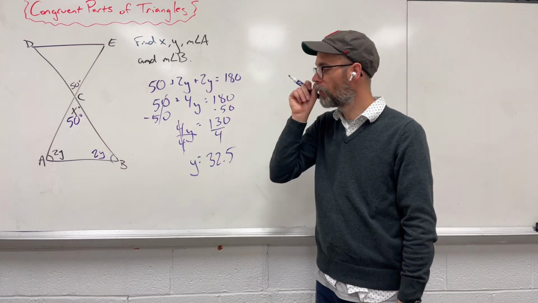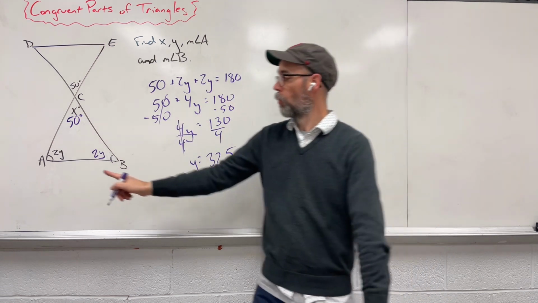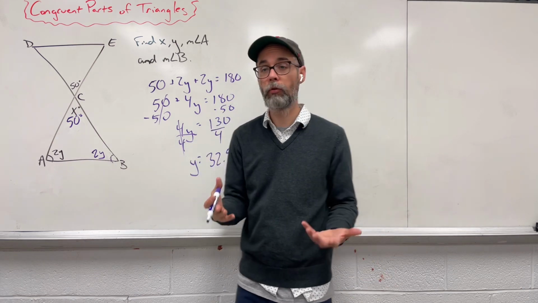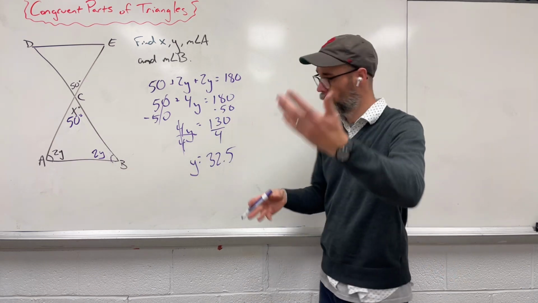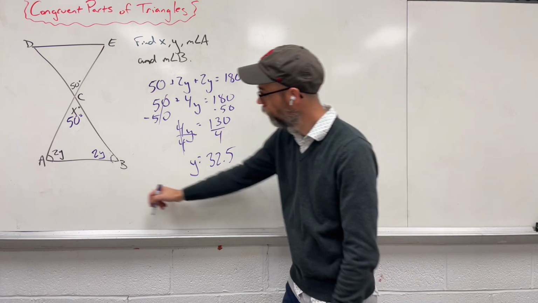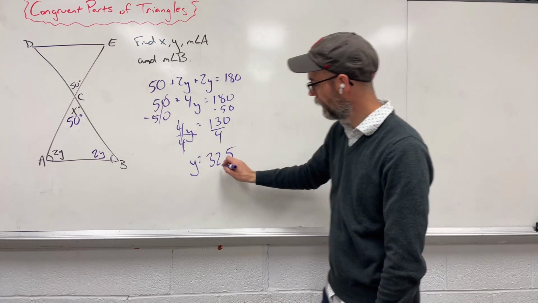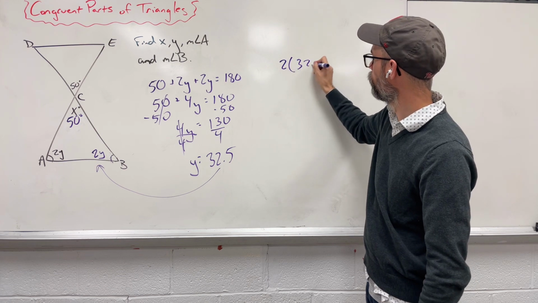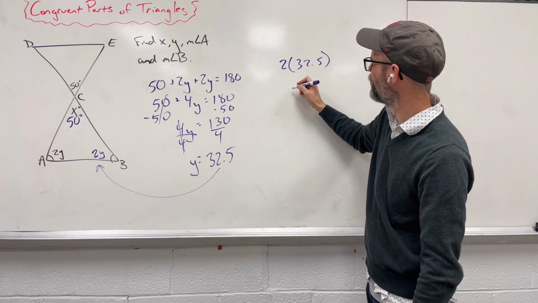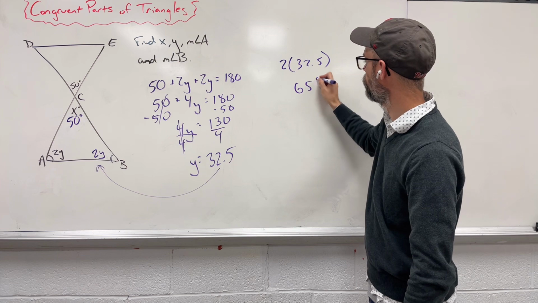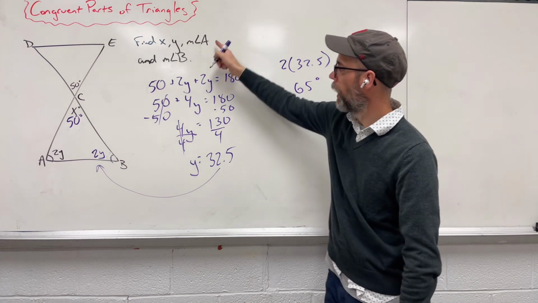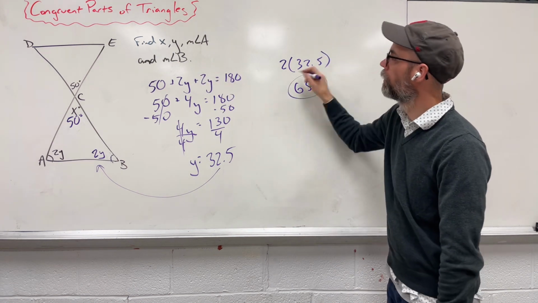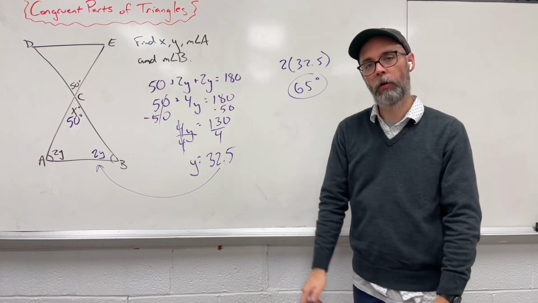Now what about the measures of angles A and B? Well, we already said that they're the same. They're congruent to each other. So I only got to figure out one, and it tells us both. I want to take that 32.5 and put it back in right there. Let's just take 2 times 32.5, giving us 65 degrees for A and B. And that's using congruent parts of triangles.